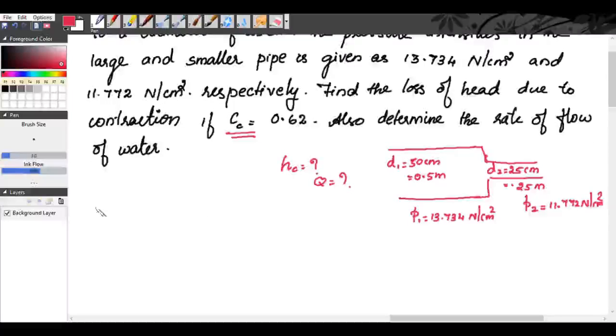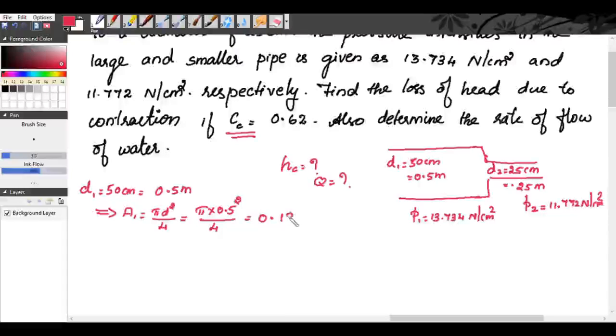So, what are the given data? D1 is given as 50 centimeter. So, that is equal to 0.5 meter. From which we get A1 is equal to pi d square by 4. So, substituting we get pi into 0.5 square divided by 4. So, A1 is equal to 0.1963 meter square.